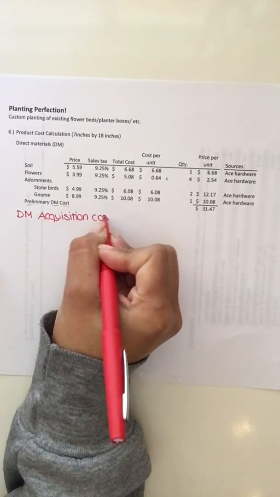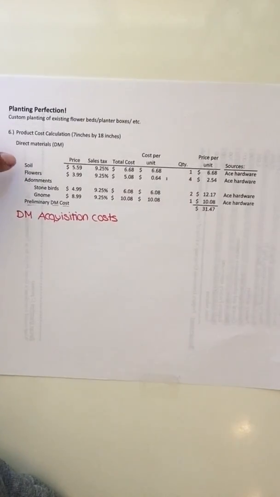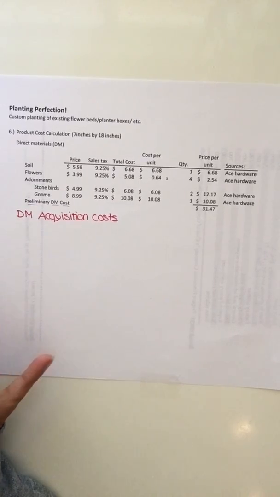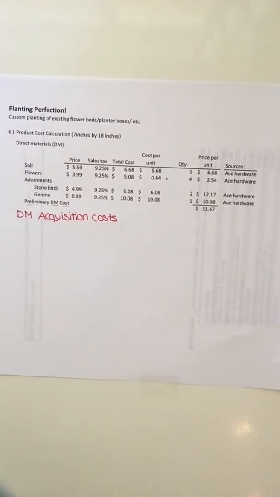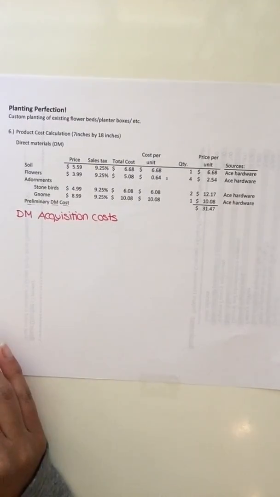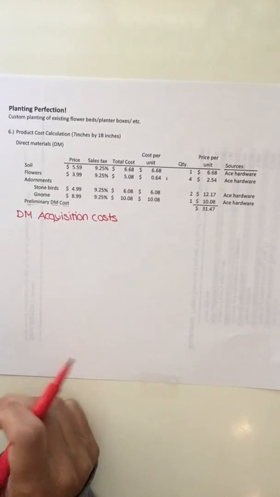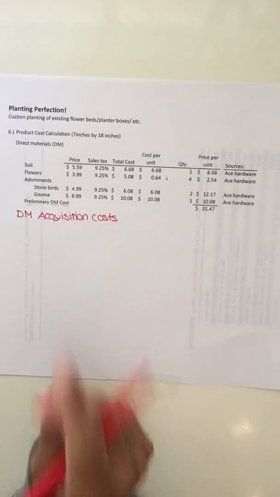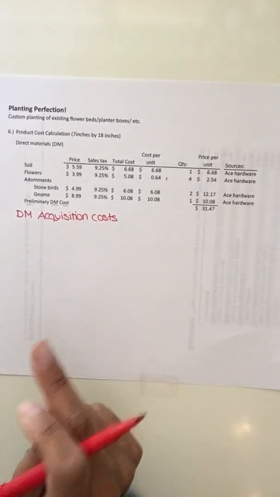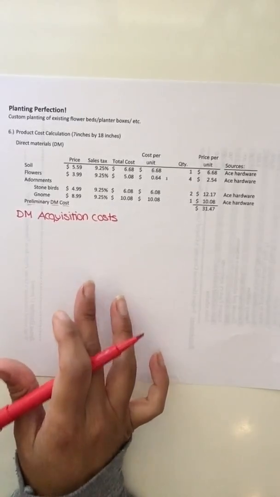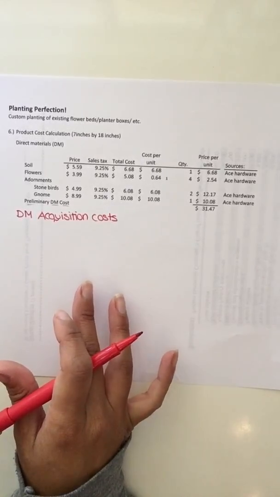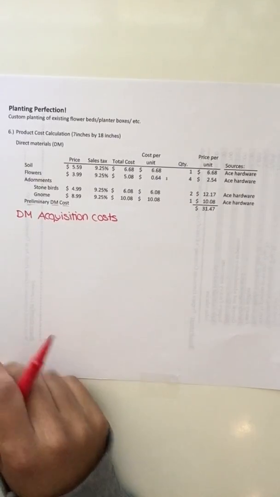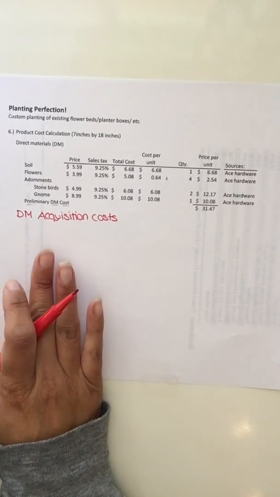Acquisition costs. Because all of these raw materials, my bag of soil, my 8-pack of flowers, all my decorations for my planter box, they didn't just magically appear in front of me, right? I had to go out, drive to Ace Hardware, and get them. You don't want to fail to capture those costs. Me driving there, that reflects gas, that reflects wear and tear on my car, that reflects my time. And if I don't count those, my product cost will be too low, which means my sales price will be set too low and I won't be able to cover my costs in the long term. So we need to consider this.